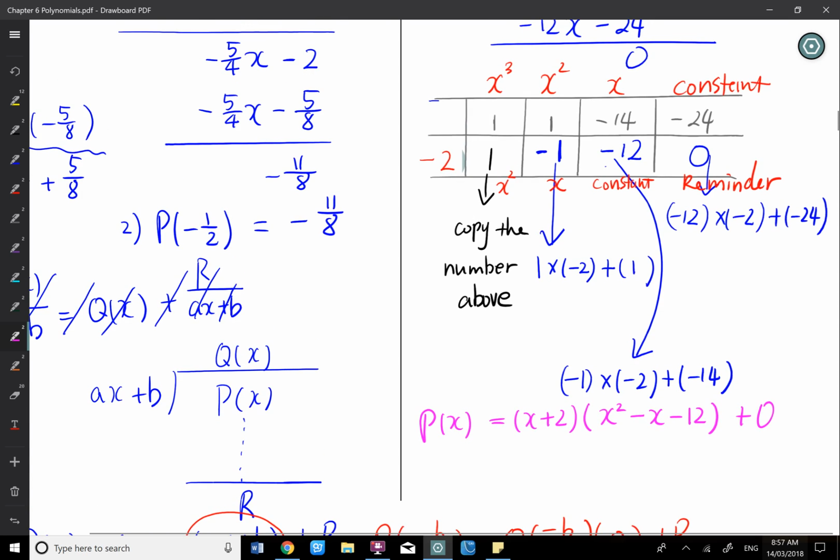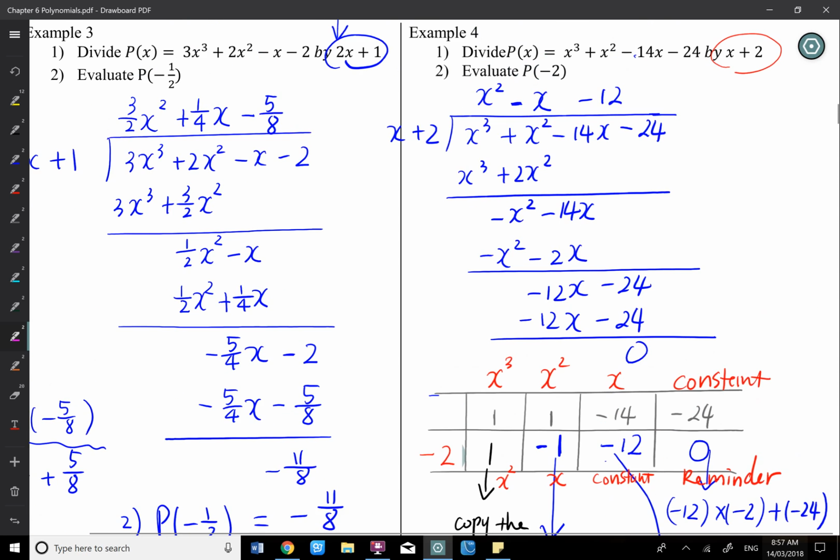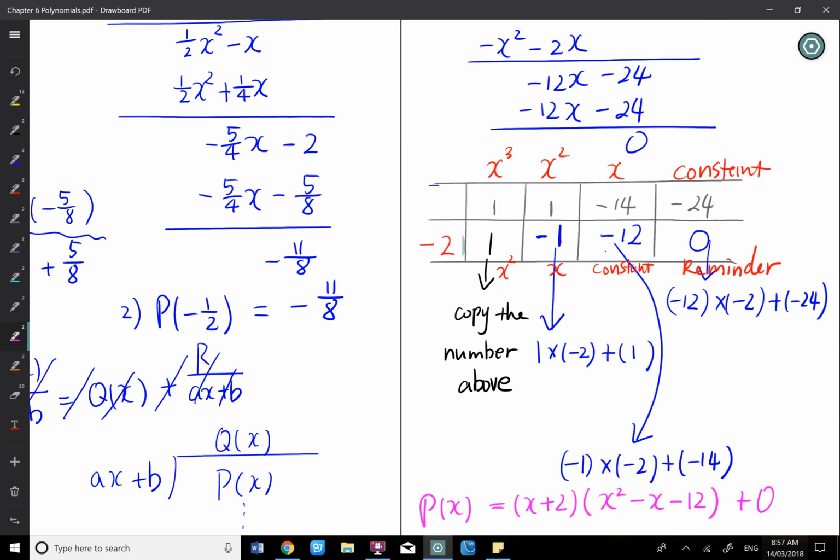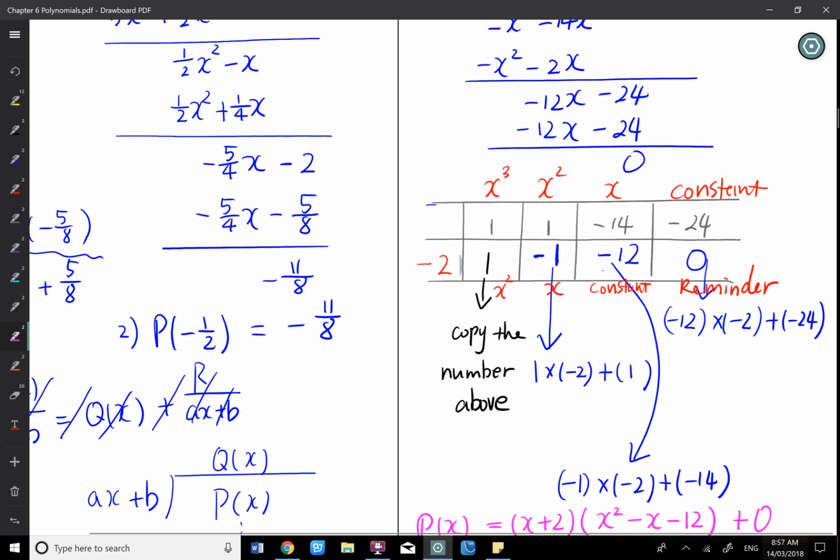You can see how much space we use here and how much space here. This is a quicker method compared to long division. So that's why I said long division is something I don't really like to use. There are so many places you can make mistakes.